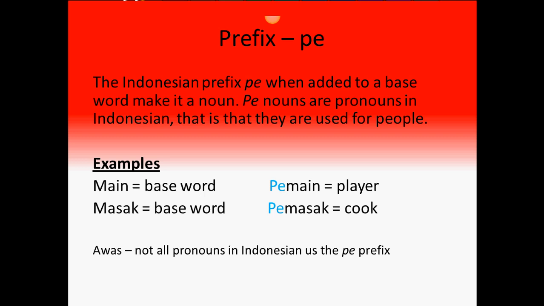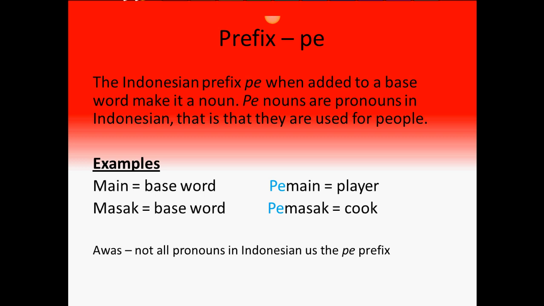Now we're going to look at another prefix, the p prefix. The p prefix, when added to a base word, makes it a noun. So the opposite, not a verb this time, but a noun. P nouns are usually used for people. Again, this is just a general rule. You might have words in Indonesian with a p where they're not people, but for the most part, if you see a p on the front of a word, it's going to make it a person.